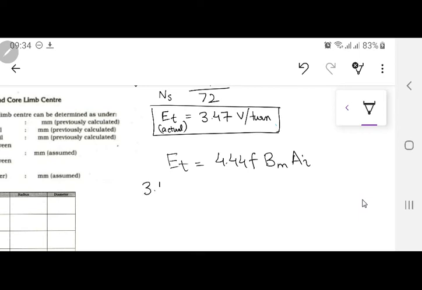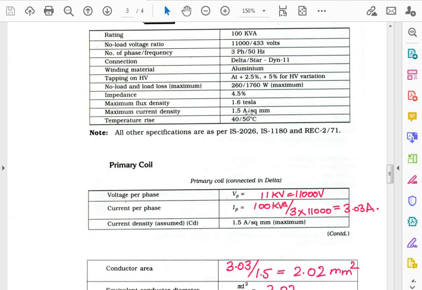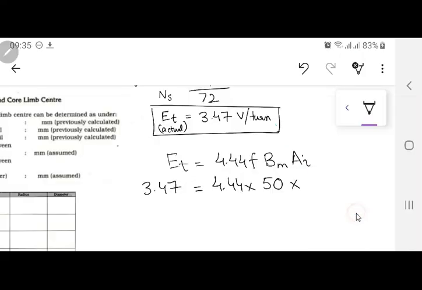This is 3.47, this is 4.44, the frequency is 50 Hertz, and the Bm. Now what is Bm? If I go back to the design value that was given to me, the maximum flux density that was told to us was 1.6 Tesla. We cannot use anything else other than this, so I will have to use 1.6 Tesla, and here I will have my Ai. Please, the Ai in meter square, what is the value? Do the calculation.